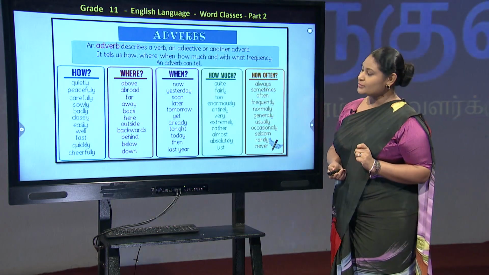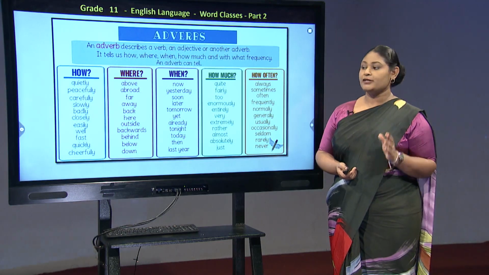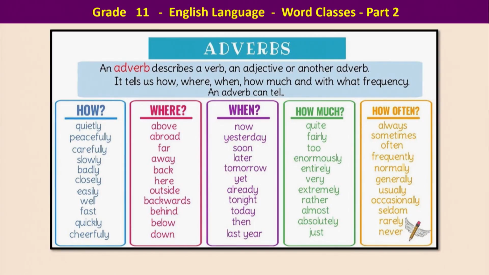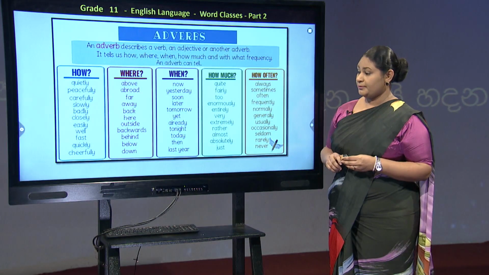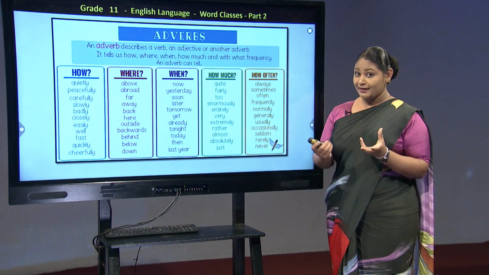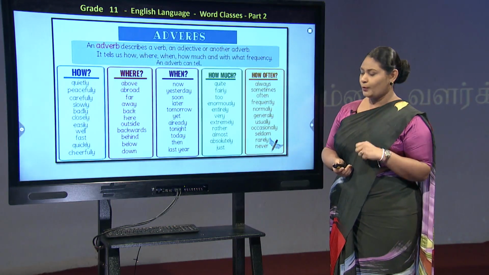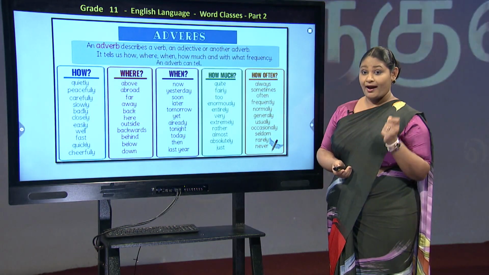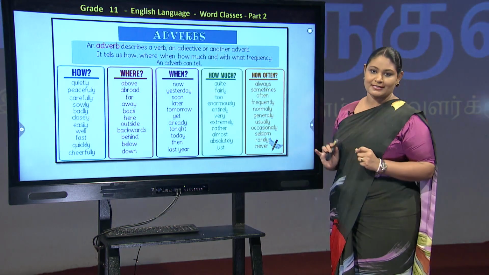All right, now we'll talk about the place. Adverbs of place, where? Above, abroad, far, away, back, here, outside, backwards, behind, below, down. I kept the remote behind the monitor. So, where did I keep it? Keep is a verb. What is the adverb? The place where I kept it: behind the monitor, right?